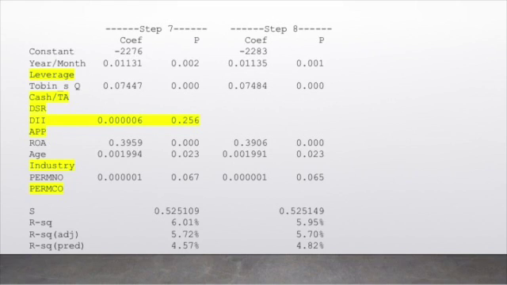So by step 8, we're left with only the year-month attribute, Tobin's Q, ROA, age, and PERMNO value. That one being the highest one when we get to this step, but we'll keep it in just to continue with the rest of the data to see if there's any significance in that regard.